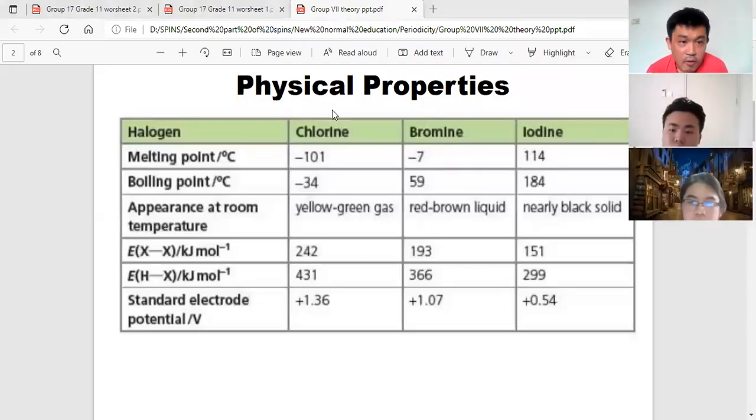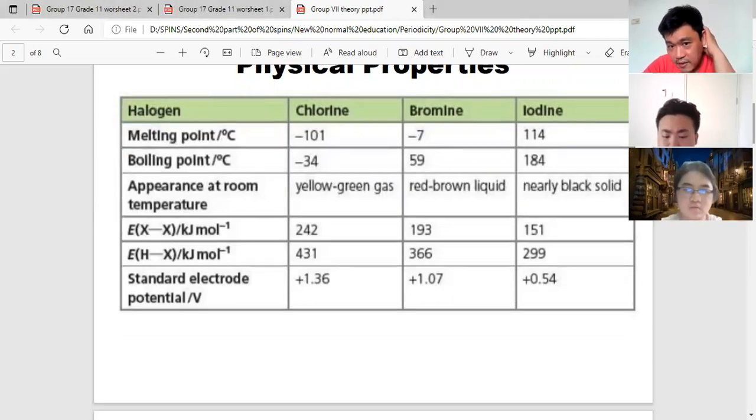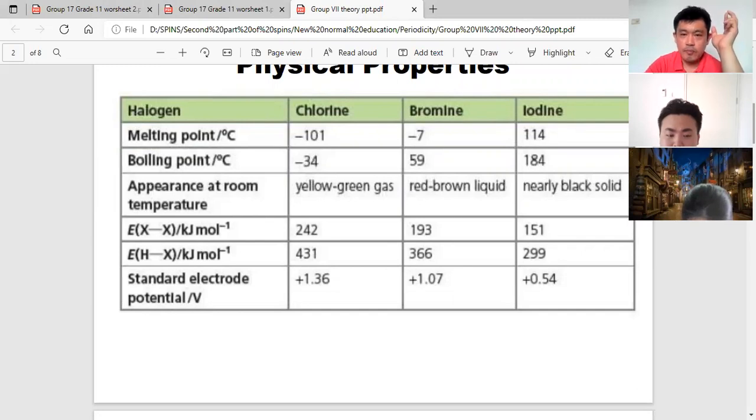Okay, for this one, physical property. Yesterday, I already explained down group 7, melting point and boiling point increases down the group. And then the enthalpy decreases down the group. Also, enthalpy of the hydrogen halide decreases down the group.